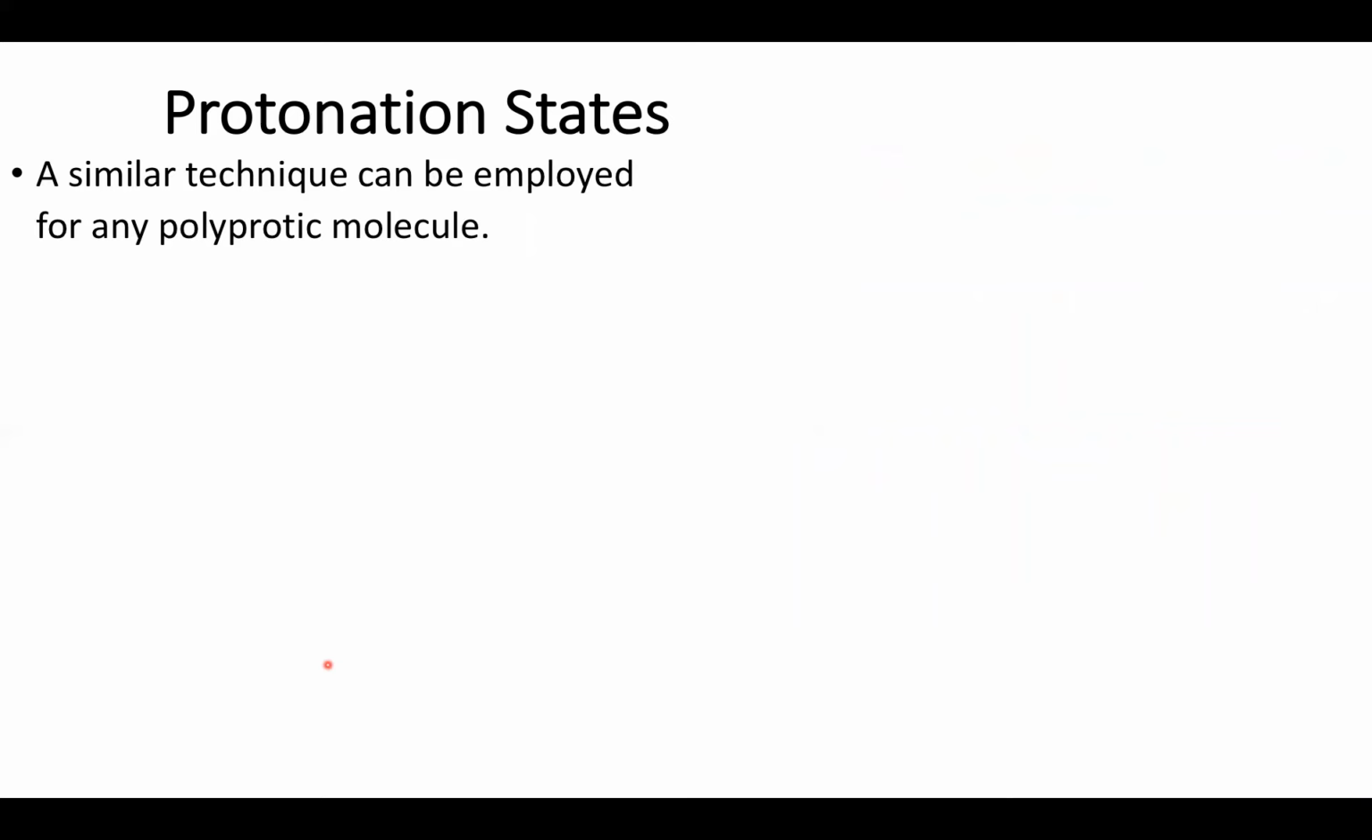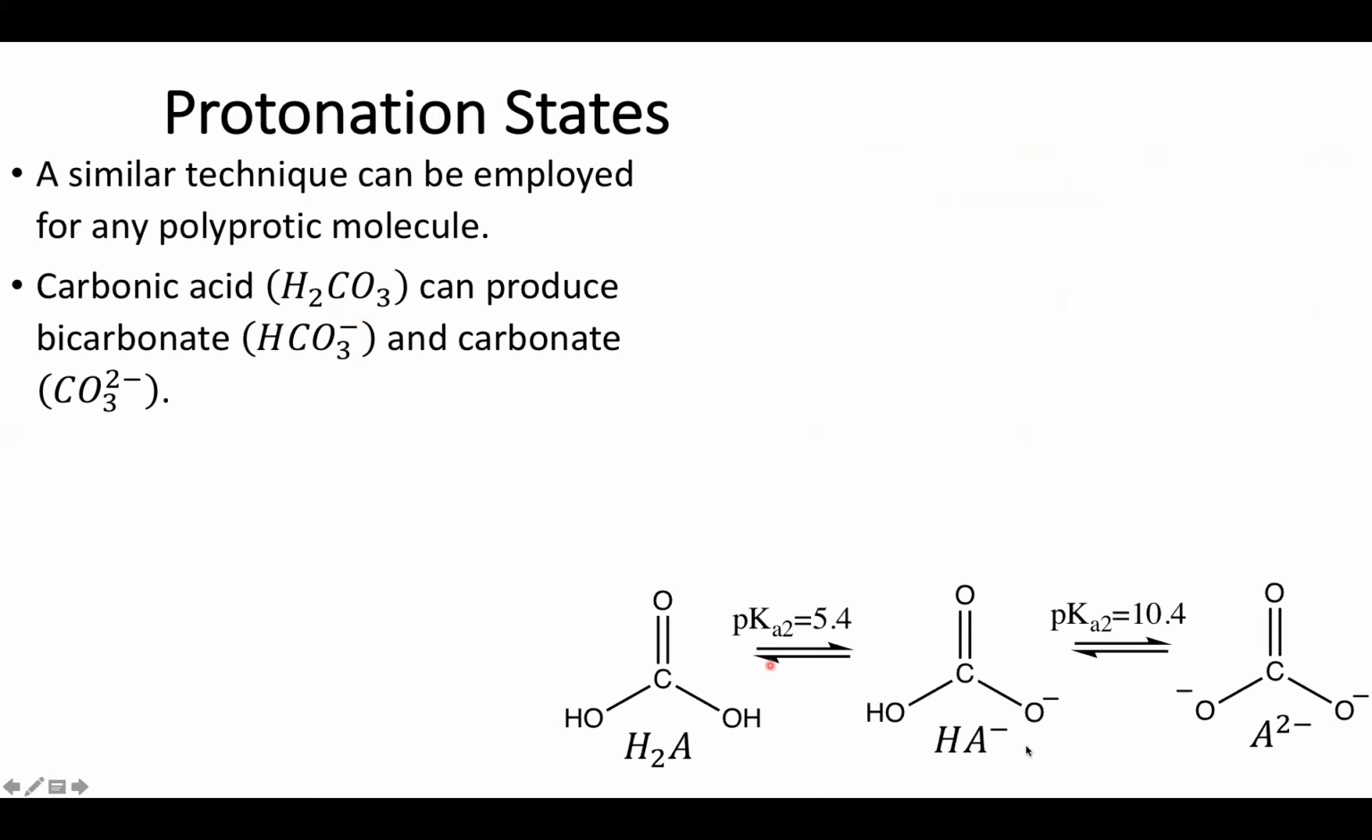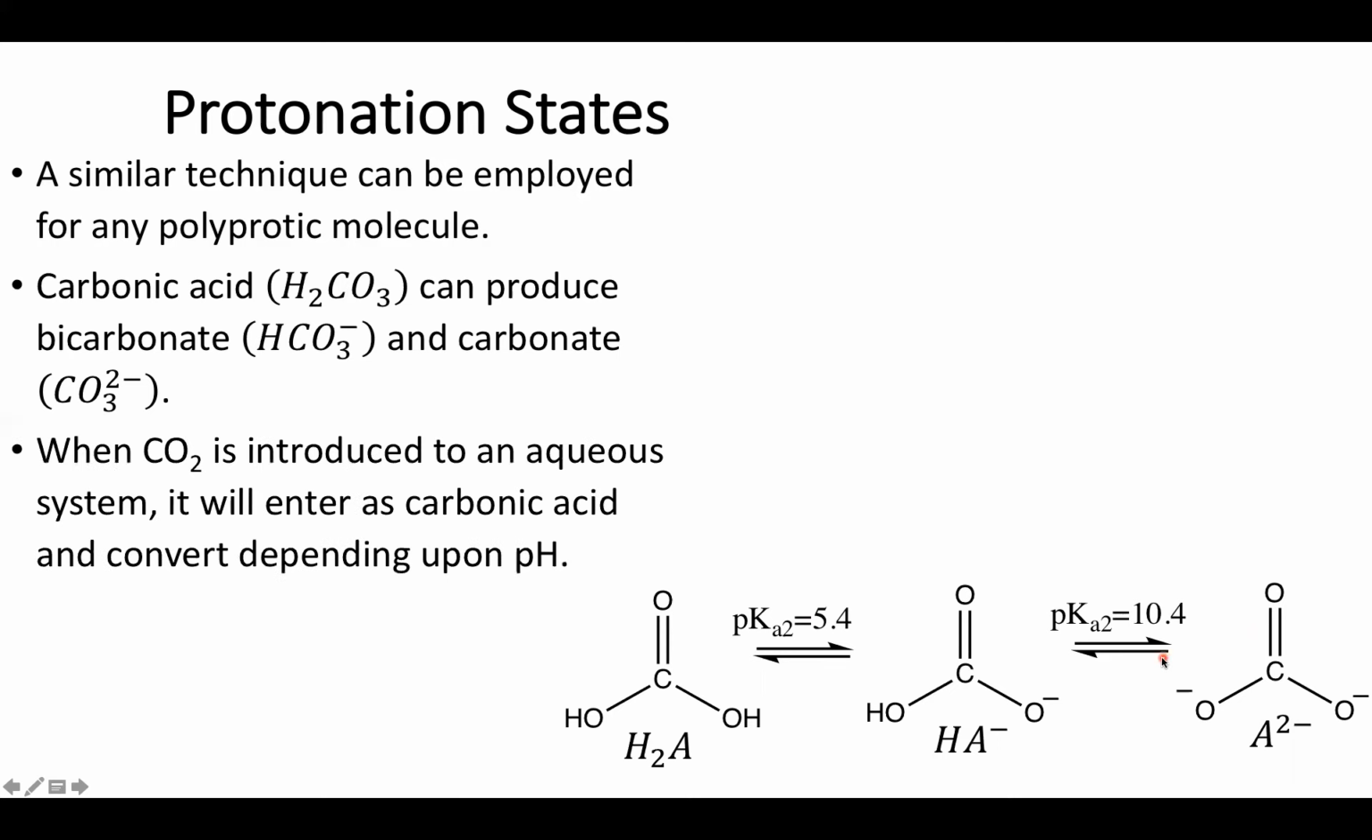Another very common polyprotic molecule that is pretty much in any aqueous system is carbonic acid, because carbonic acid can produce bicarbonate in water, which can then further deprotonate to form carbonate. And all three of these species can be present depending on the pH. So if I want to know what sort of reactivity is happening in water, I need to again construct an alpha plot to figure out who dominates under any given pH condition.